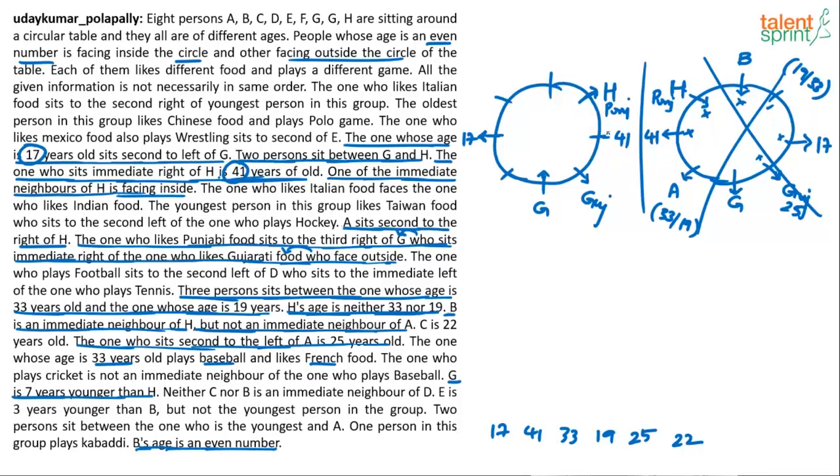Immediate right of H is 41. So right comes here and 41 comes here. And since it is 41, it will be facing outwards. Now we knew that B is an immediate neighbor of H somewhere, and B is an even number. So B comes here. And since B is an even number, B should be facing center. Now, after that, I think I connected with A.